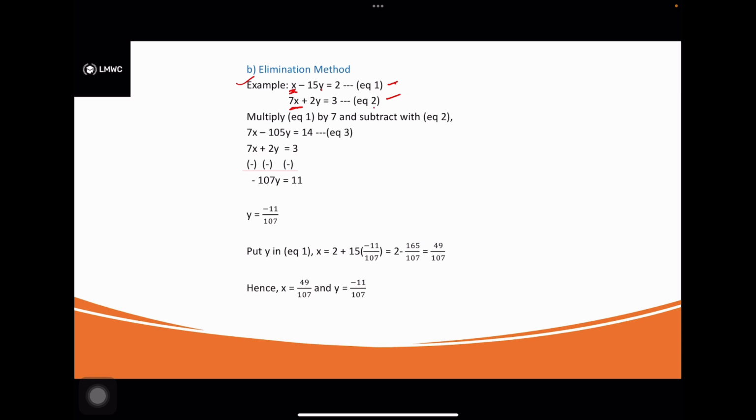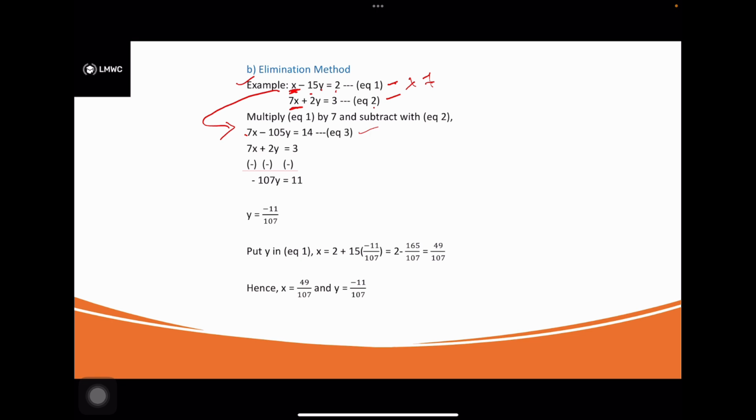So I have multiplied equation number 1 by 7. The moment I multiply equation number 1 by 7, the coefficient of x becomes 7x. Similarly, the 7 has to multiply the minus 15 as well as the 2. Once you do that, equation number 1 will be converted into this, and you name it equation number 3.